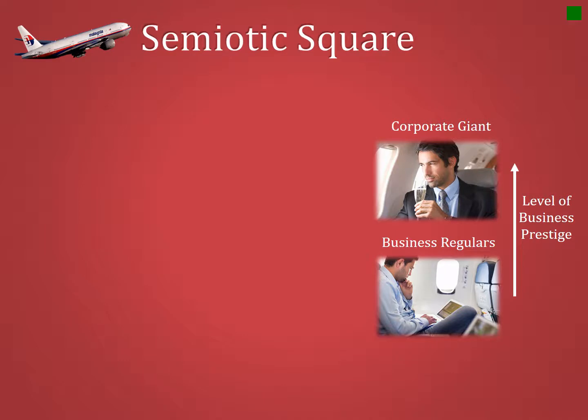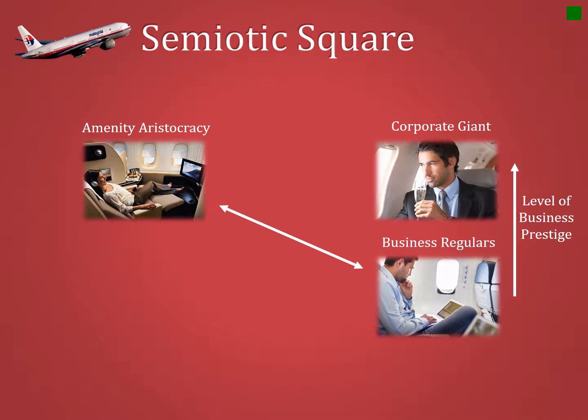Next, we have the amenity aristocrats. These flyers choose Malaysia Airlines because the brand is a full-service airline without a luxury price. They specifically enjoy the gourmet meals, fully reclining chairs, and premium services. A luxury experience is their priority, and they choose Malaysia because it's affordable compared to the other full-service airlines.